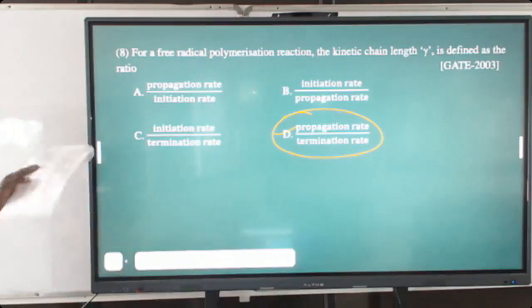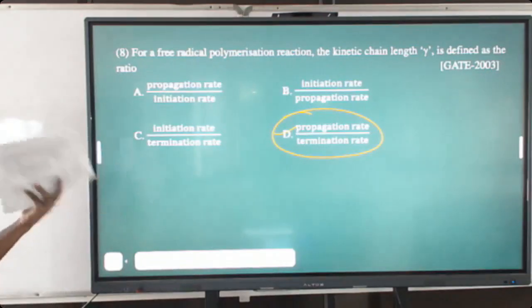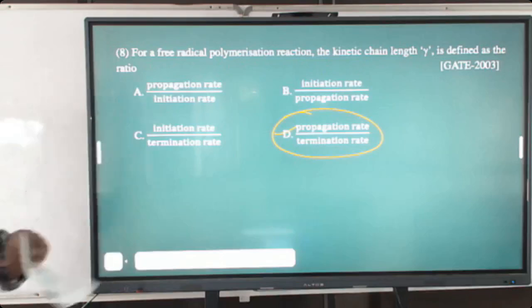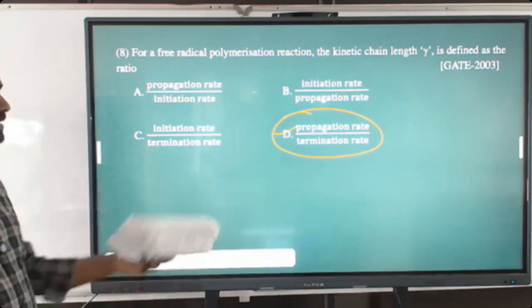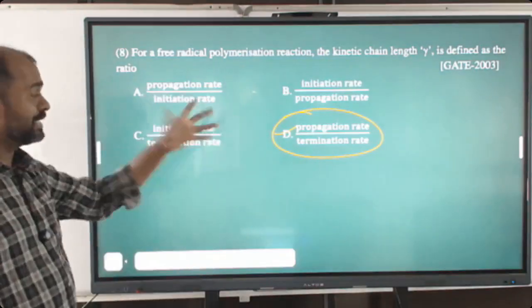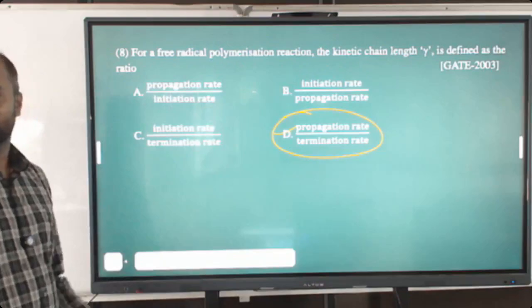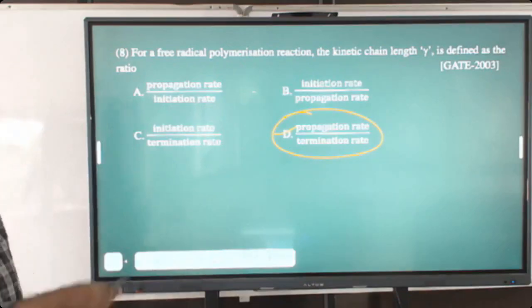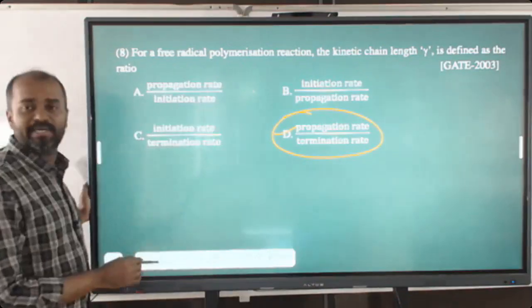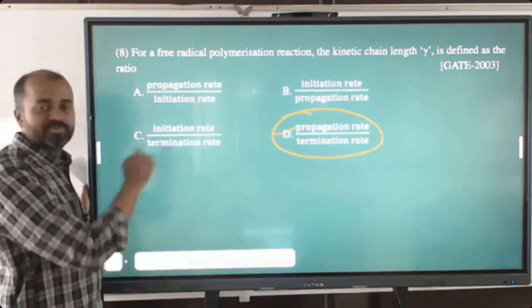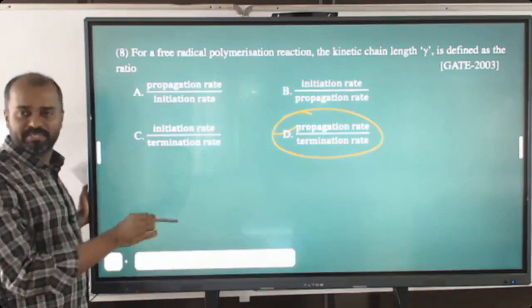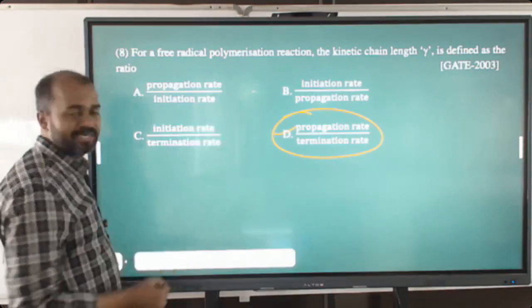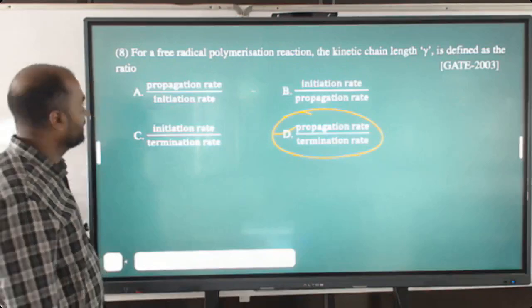But these questions are not usually repeated. I have taken these questions from many different question papers. But this equation I never see repeated. Each time they will ask a different equation for kinetic chain length. First one, overall rate divided by rate of initiation. Second is propagation rate divided by termination rate. Option D.